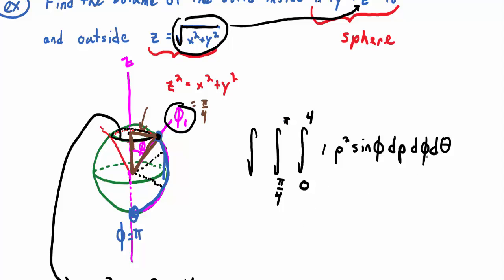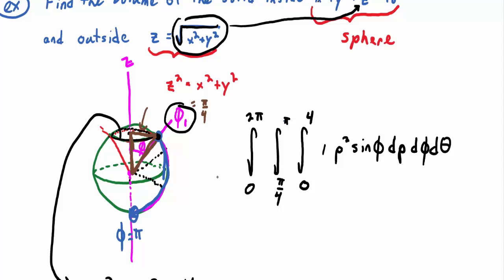And then what's theta going to run from? Is it obvious? It's the entire region or volume surrounding the cone and inside the sphere that we're looking for. So isn't theta going to go all the way around? I don't even think I need to project it down to figure that out. 0 to 2 pi. Okay?